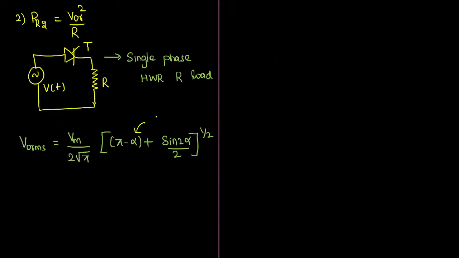So, you can simply replace the value of alpha by 90 degree. What will you obtain? In the second case, if I reduce this, we get Vmax upon 2 into square root of pi in bracket pi minus alpha. Pi is in radian, alpha should not be in degree. So I am converting it to radian.